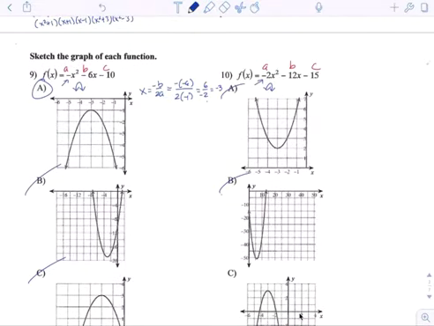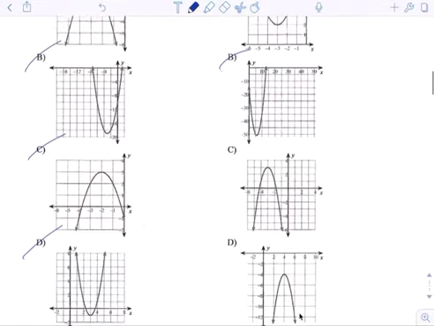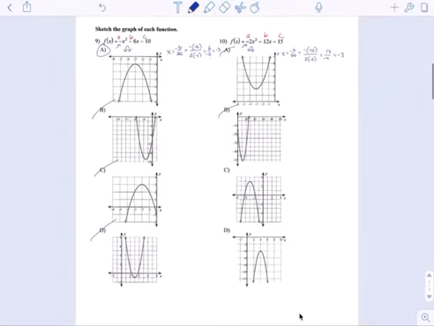For number 10, same thing. X is equal to negative b over 2a. Our b value is negative 12, so negative of negative 12 over 2, and then our a is negative 2. That's going to be 12 over negative 4, which is negative 3. So the ones that are sad face and have negative 3, looks like to be C. So it's going to be that one.